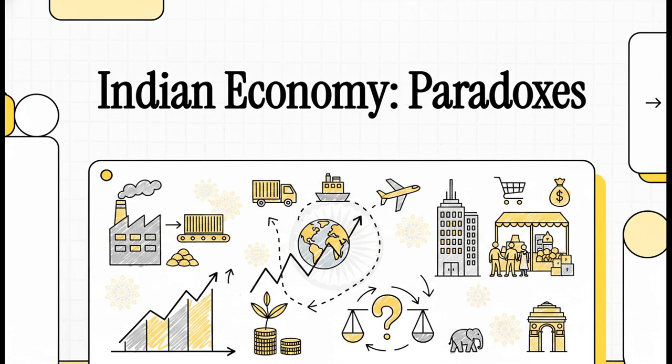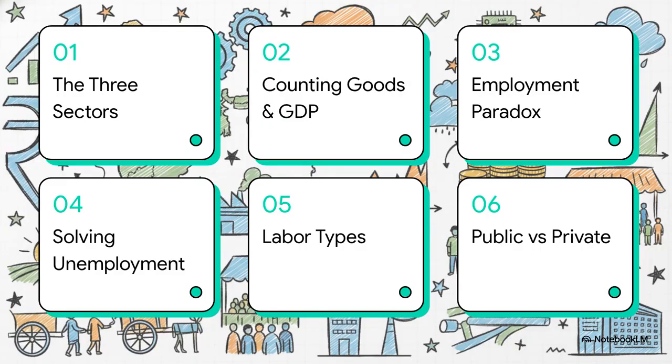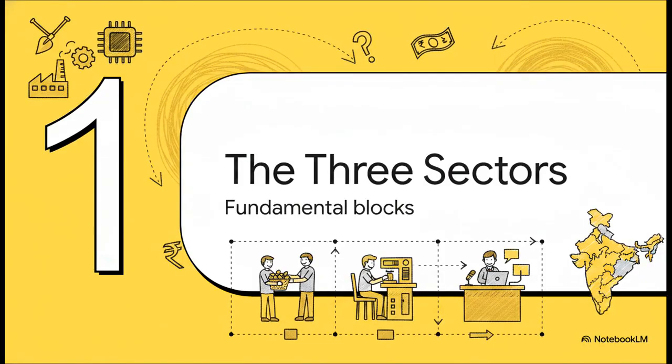Well, today, we're decoding the Indian economy, which is a fascinating story full of incredible growth and some pretty striking paradoxes. To decode this massive puzzle, we're going to map things out by looking at 6 main pieces: the 3 sectors, counting goods and GDP, the employment paradox, solving disguised unemployment, organized versus unorganized labor, and finally, public and private ownership. All right, part 1, the 3 sectors.